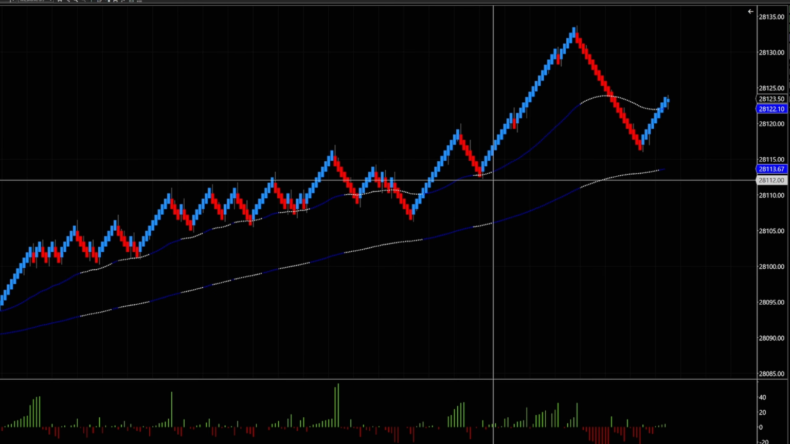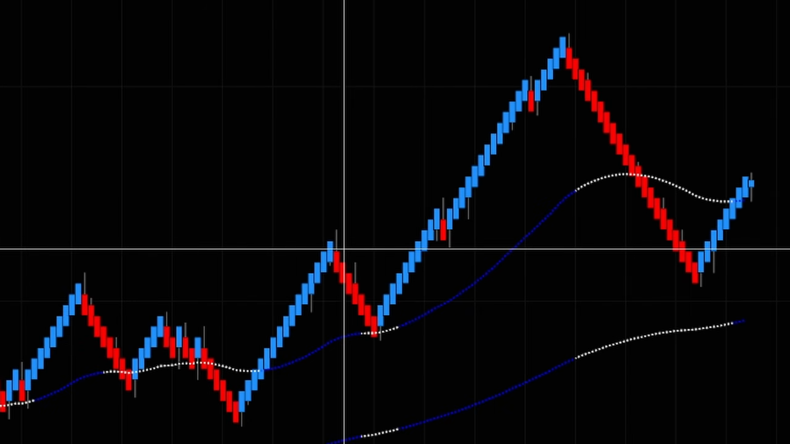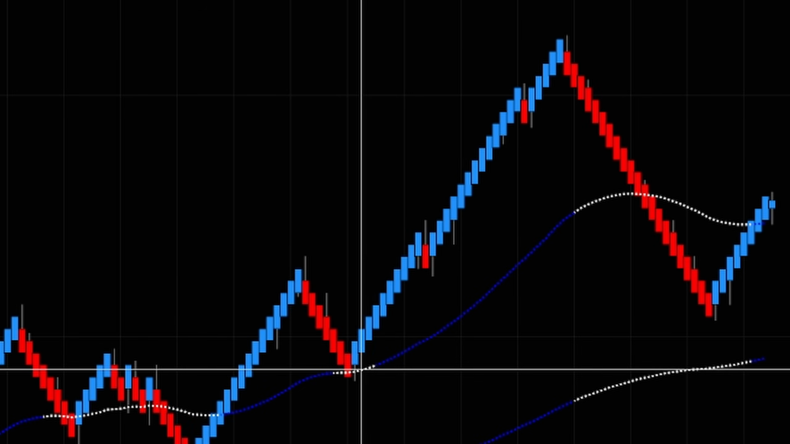However, when you look at the Renko charts that I use, notice we can actually see those wicks on the top and the bottoms of those candles. And that's going to be important here in just a few moments.